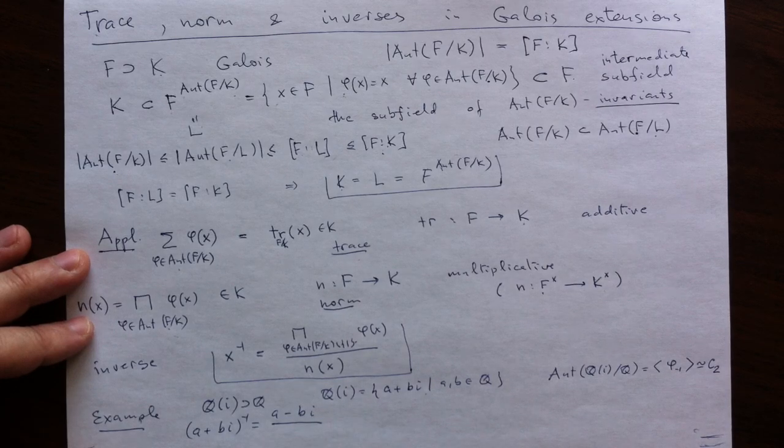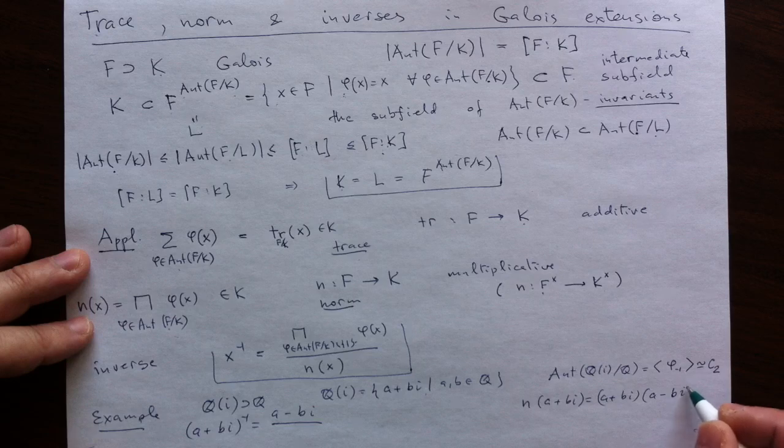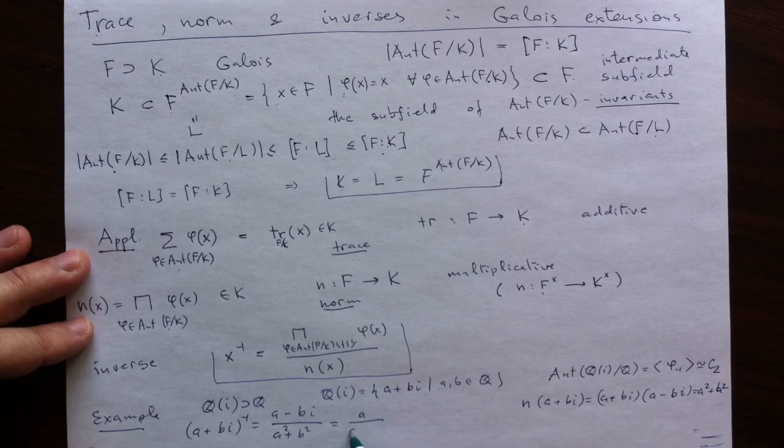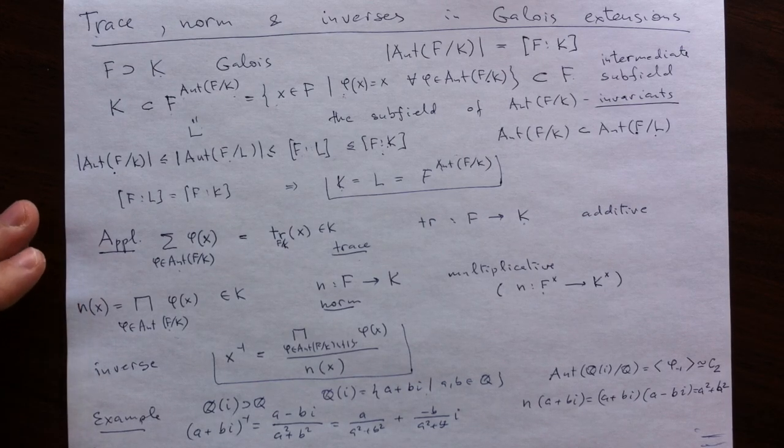And downstairs I have to compute the norm. So what is the norm? It is the product of the number and its Galois conjugate, which changes i into minus i, so that is nothing but the sum of squares, of course. And that is our denominator here. And we could divide it into the two coefficients and have our familiar formula for inverting a Gaussian or any complex number. That is it. See you later.